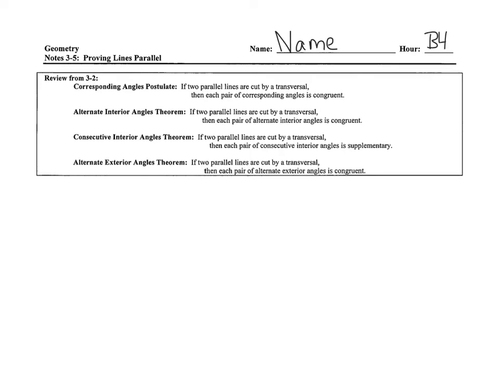I want to recap from 3.2, the corresponding angles postulate, the alternate interior angles theorem, the consecutive interior angles theorem, and the alternate exterior angles theorem. Each one of those talks about if you have parallel lines being cut by a transversal, then we have a certain relationship between pairs of angles. Today in 3.5, we're going to reverse that order, switch the if and then around.